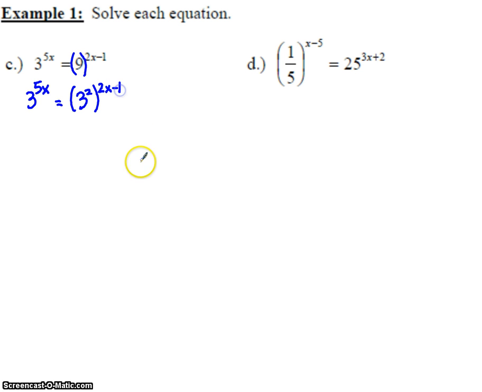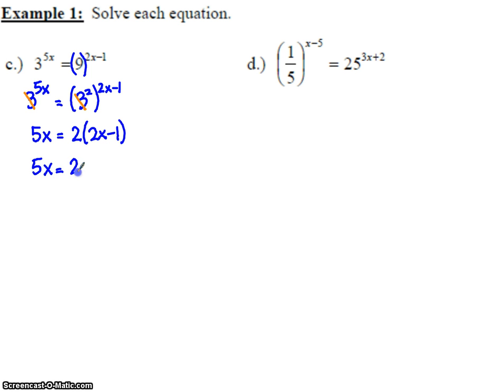You get this. So now that you have a common base, what we can do is cancel out your 3's. And left over, you just have a 5x on the left. And on the right, don't forget you're going to have to multiply these. So it's not just 2 times a 2x, but it's going to be 2 times a 2x and the negative 1. So we're going to put the 2x minus 1 in parentheses, and then we're going to distribute the 2 to each of those.